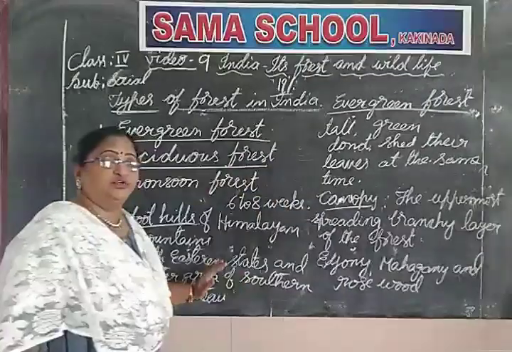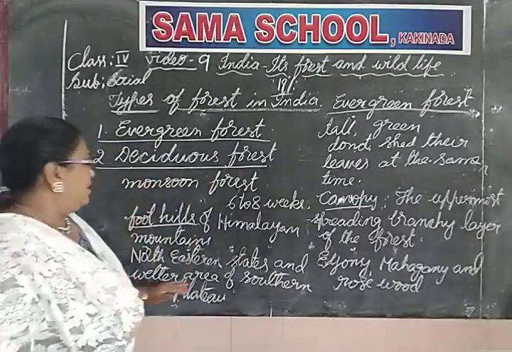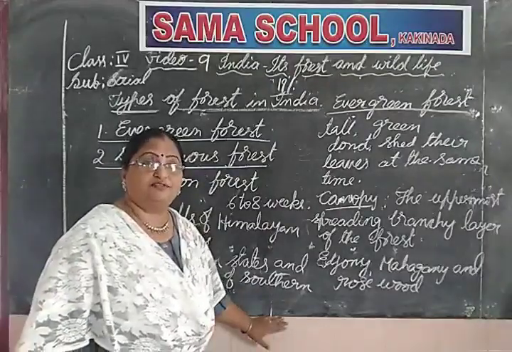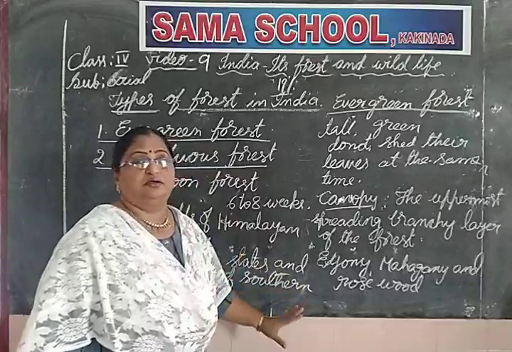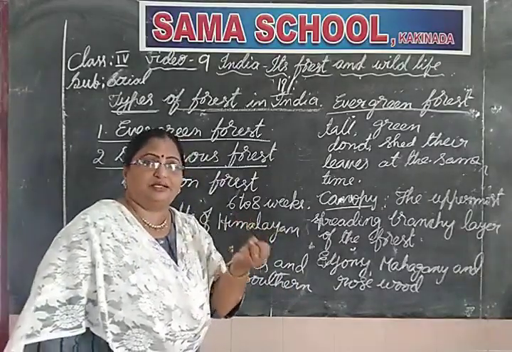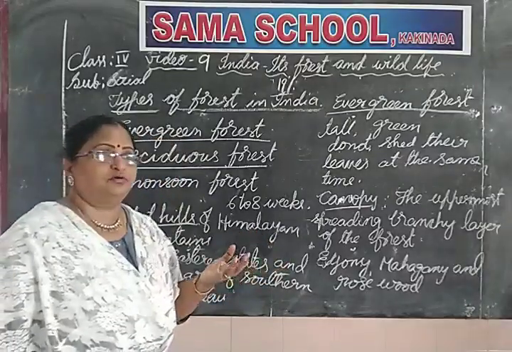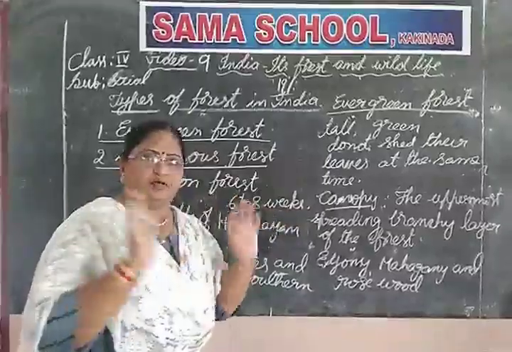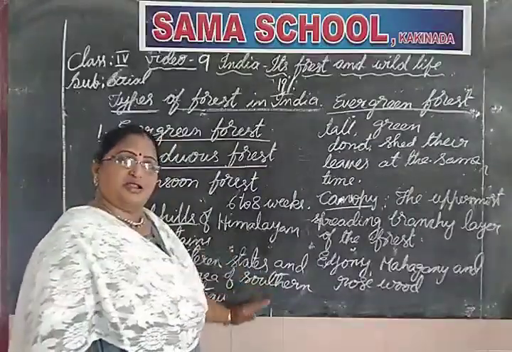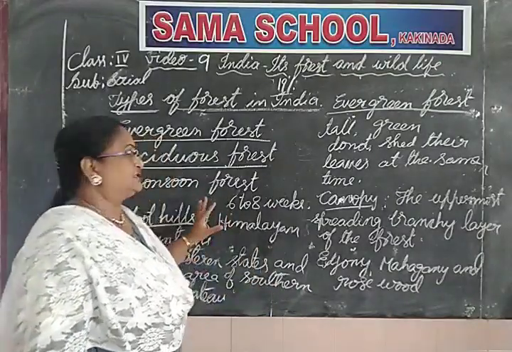And there also you will find this type of forest, deciduous forest, and in the wetter area of the southern plateau. Wetter area means the land should be wet, and Kerala is always wet. If you go to Kerala, it is all full of green, because the land is always wet. And in Kerala and Maharashtra also we can find this type of forest.